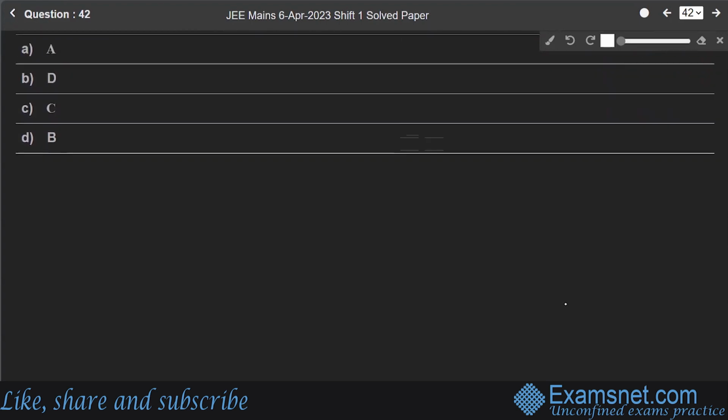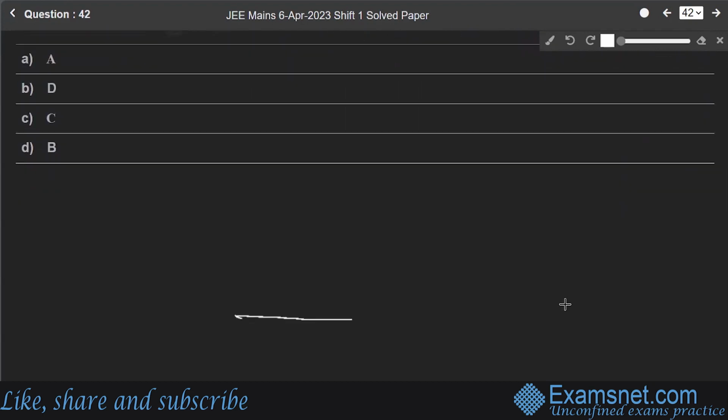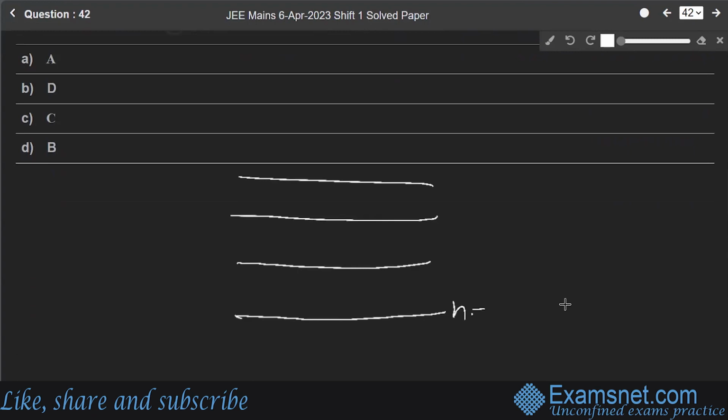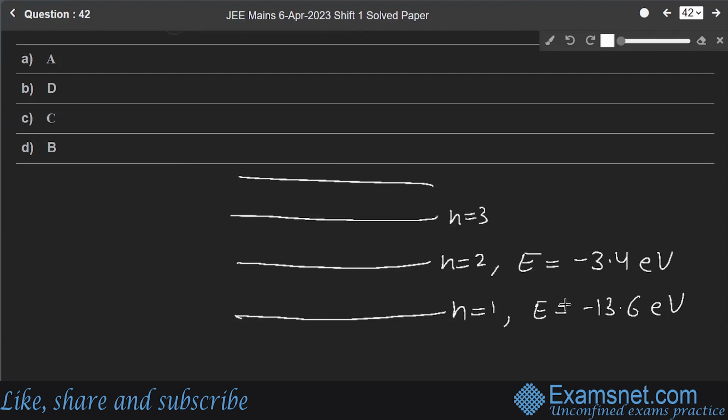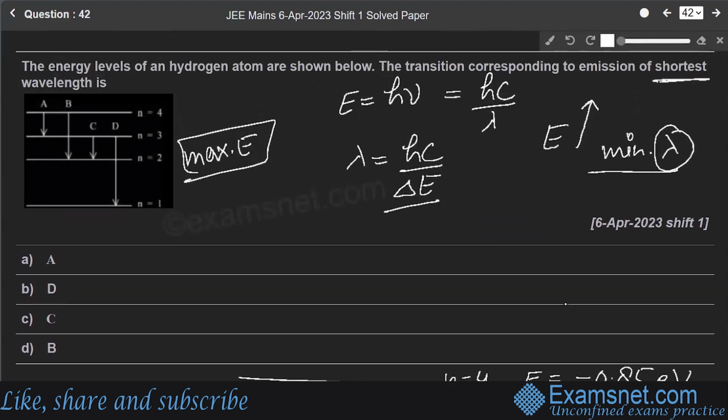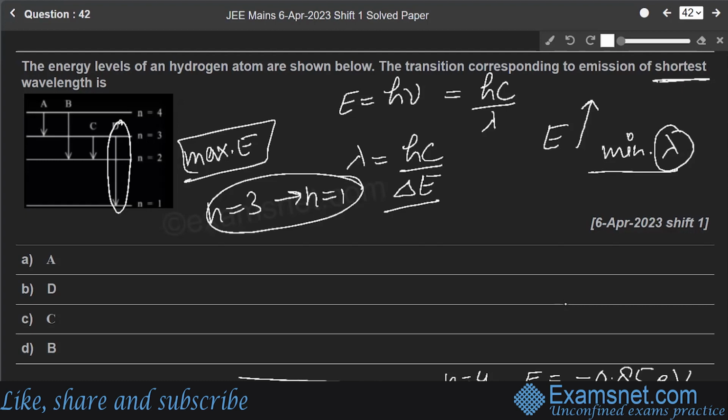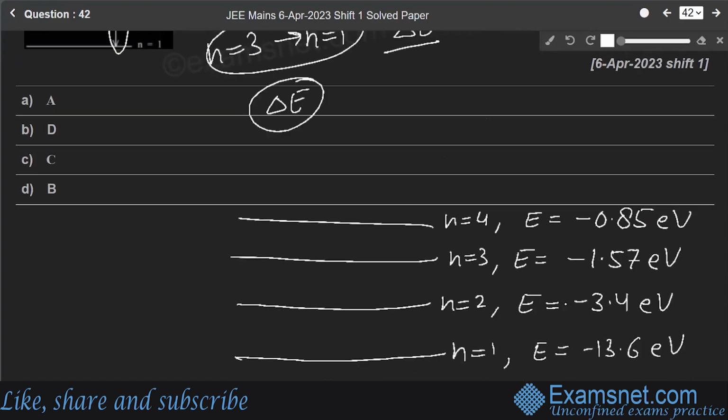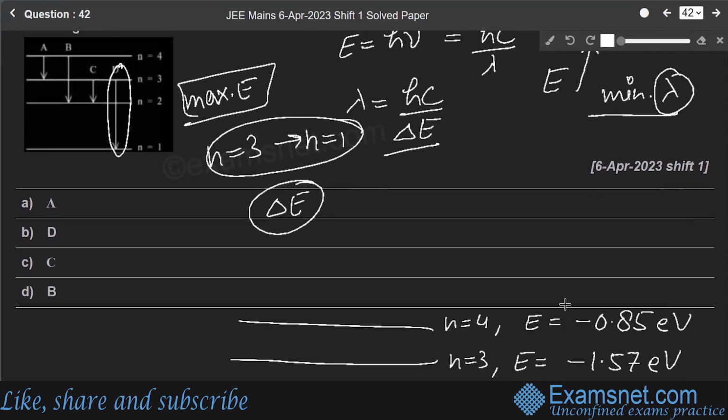Since we are discussing here the hydrogen atom, n equals 1 means energy equals minus 13.6 electron volt. n equals 2 means energy will be equal to minus 3.4 electron volt. n equals 3 means energy will be equal to minus 1.51 electron volt. And n equals 4 means energy will be equal to minus 0.85 electron volt. So here we can see that the D transition, that is from n equals 3 to n equals 1, corresponds to the maximum energy delta E. So the shortest wavelength will be of D. So the correct answer is D.